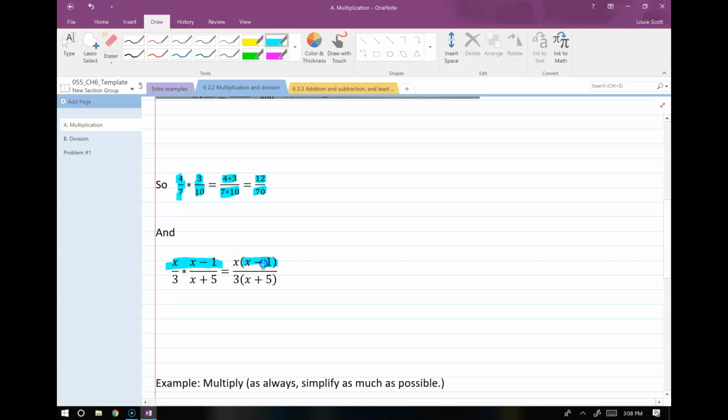This is the thing that people forget a lot, is to put the x minus 1 in parentheses. It's the entire numerator of one fraction multiplied by the entire numerator of the other fraction. So to be safe, you could always consider everything in brackets. The same thing happens on the bottom. We have a 3 in the denominator, an x plus 5, and the next step has x plus 5 in parentheses times 3. It's really important to leave those in parentheses.